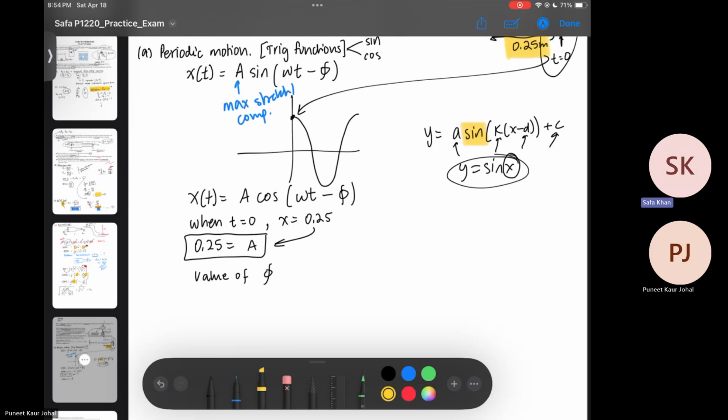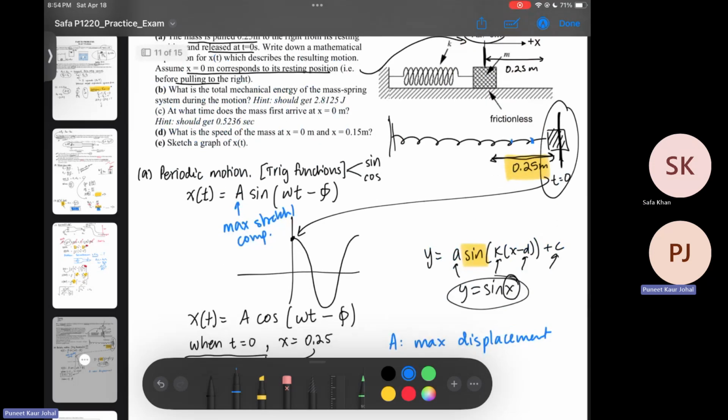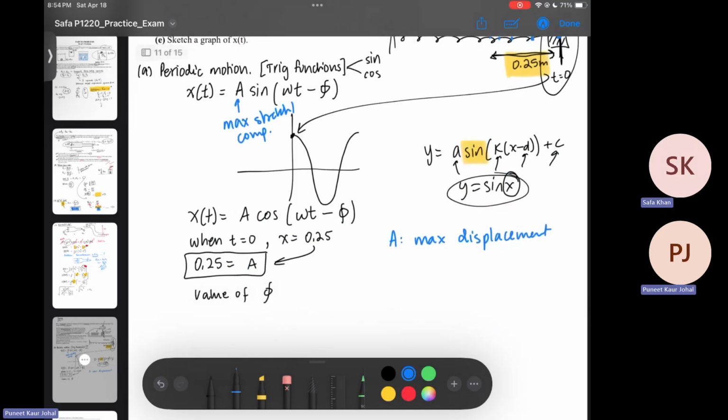So x is 0.25 and A is 0.25 as well, because A is amplitude, the maximum displacement, you can call it. So x will vary, x will be different at different positions. But the value of x at the maximum position is what A is.